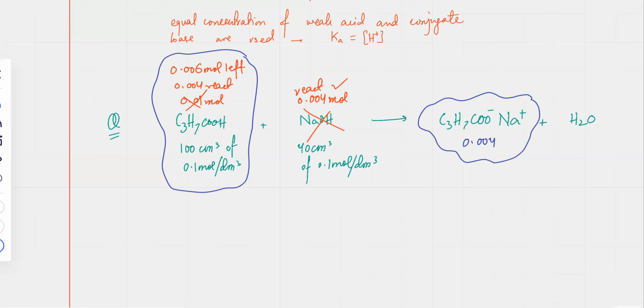So now it's a buffer. Now your solution contains the leftover butanoic acid. Sorry, not ethanoic acid, it's butanoic acid. So there is leftover butanoic acid, plus the conjugate base is also present. C3H7COO-1 is present as well. Both of them are present in the buffer.